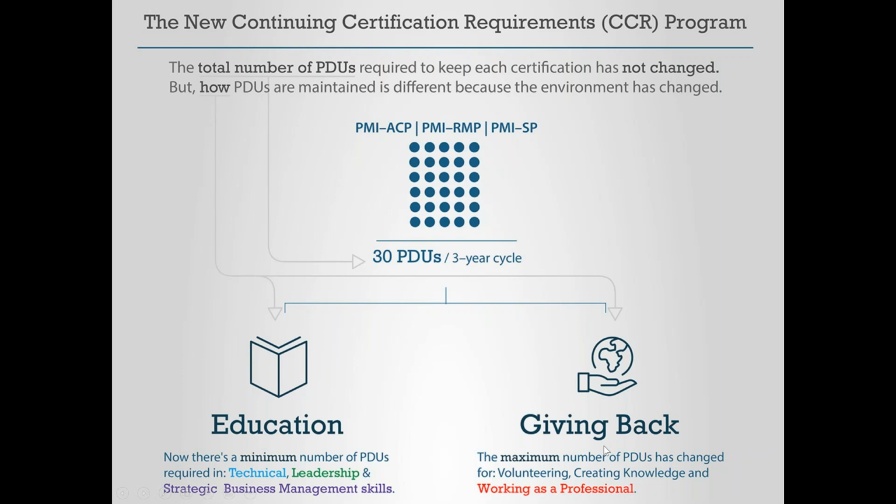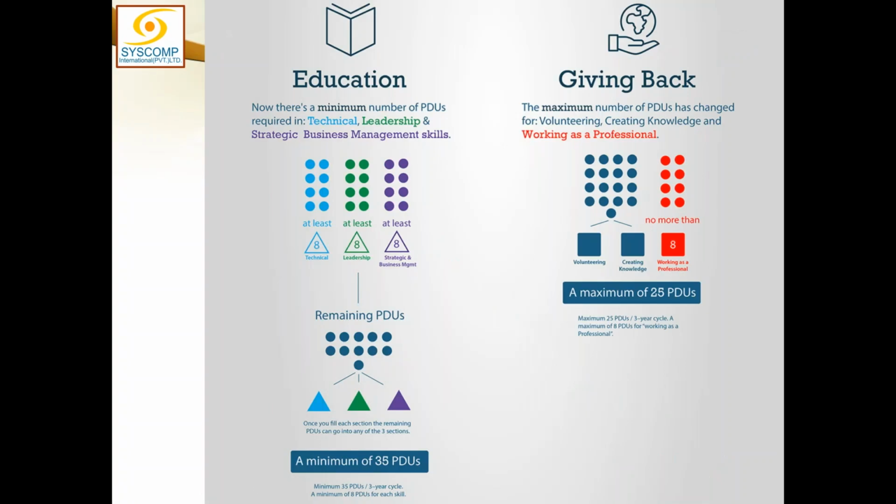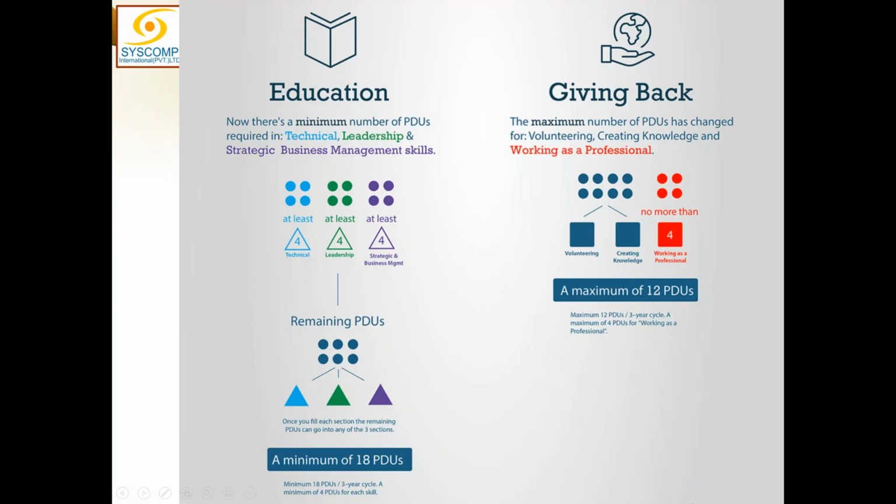And by the way, PgMP and PMP are tied together. You do not need to have 60 PDUs gained separately for PgMP and 60 separately for PMP. I just renewed both my certifications, and I attained 60 PDUs, and they counted towards both, and both of the certifications have been renewed. That's it. Does that work?